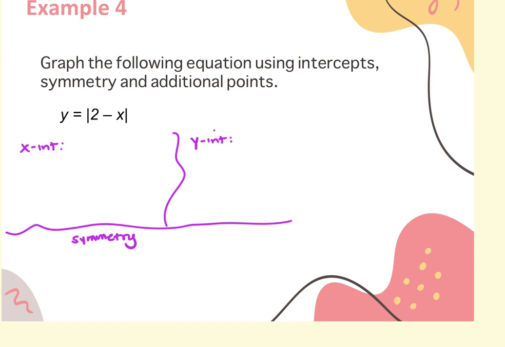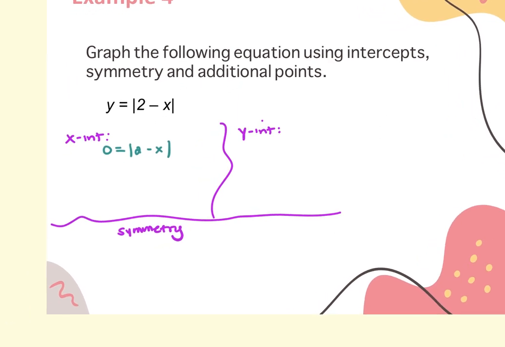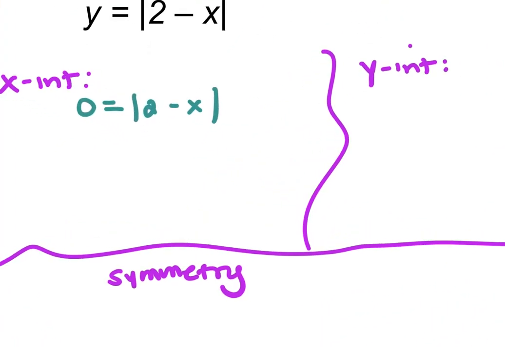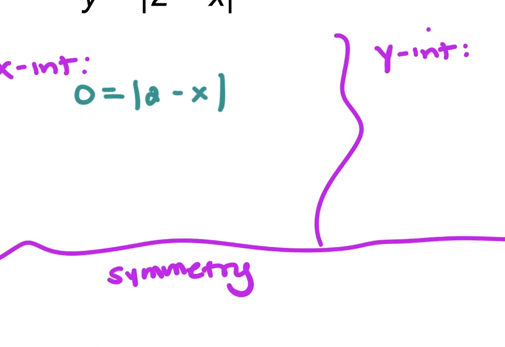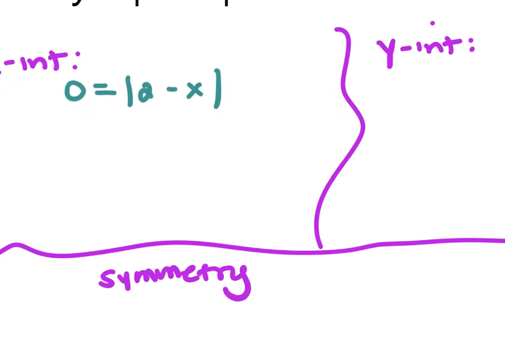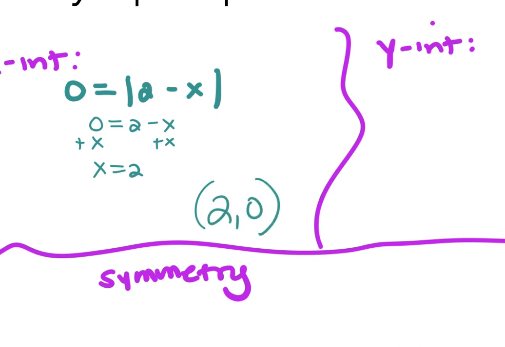How do I find the x-intercept? 0 for y. So 0 equals the absolute value of 2 minus x. With absolute value, in order to get rid of it, I usually set it equal to the positive and negative version of the number that's there. 0 is not positive or negative, so I just drop the absolute value signs and then solve, and I get x equals 2. So 2, 0 is my x-intercept.